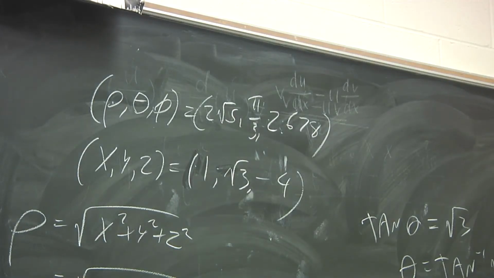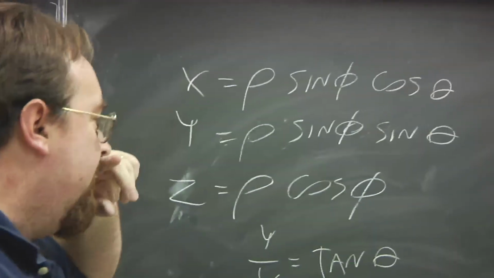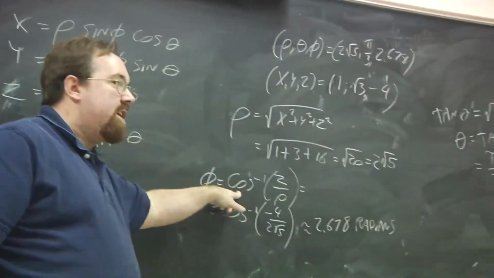So compute your rho, square root of x squared plus y squared plus z squared. Use x and y, just like in polar coordinates, to get your theta. Use inverse cosine with z to get your phi.